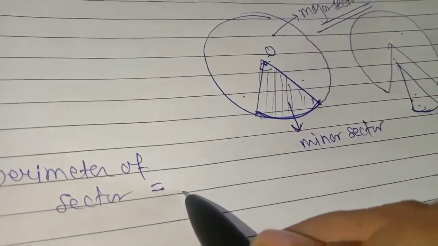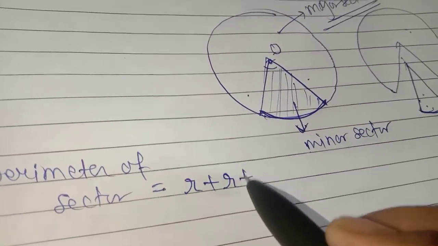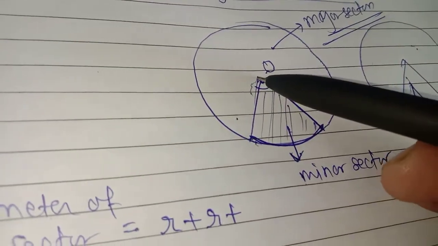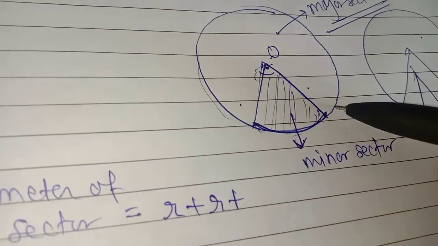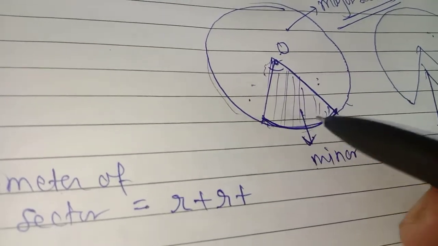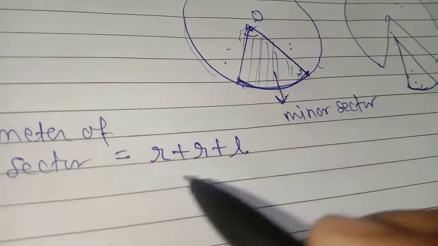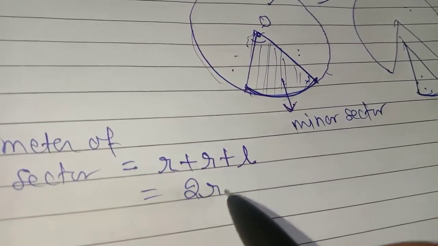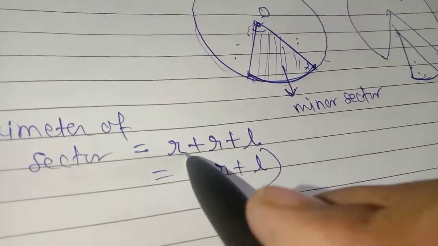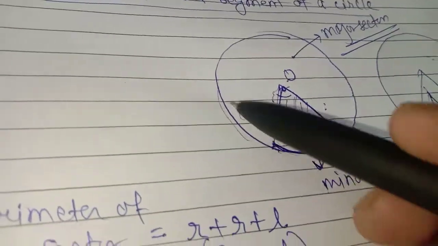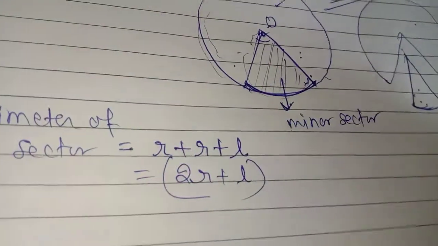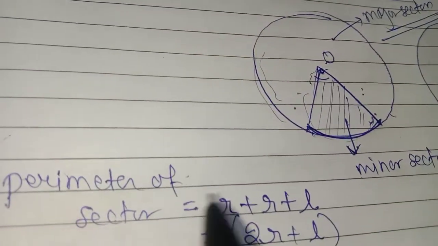So it is r plus r, if I consider either the minor sector or the major sector, and then the length comes out, it is l. So we can write 2r plus l. It is applicable for both the minor sector and the major sector, depending on the condition. So this is the perimeter of the sector.